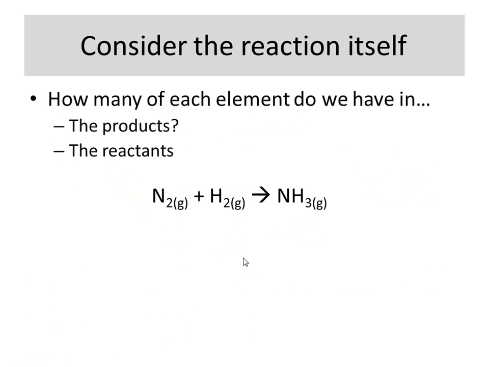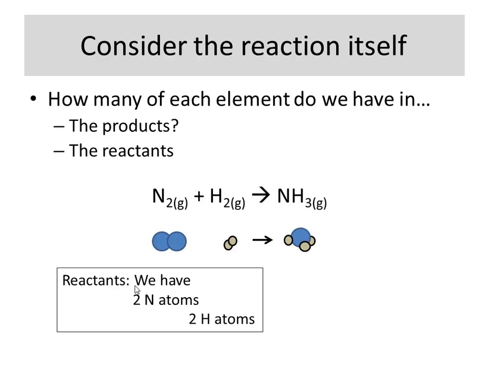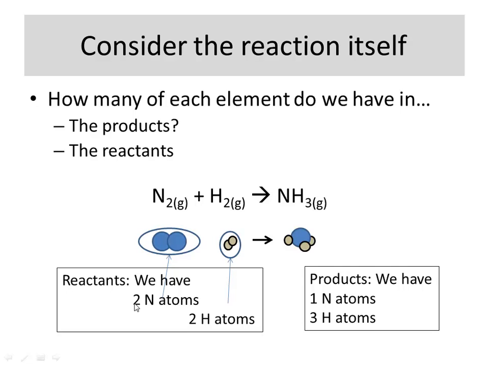Okay? Moving on. So let's consider this. Everybody look up here. Just look at the board for now. How many of each element do we have? Nick, can you look up at the board? Just stop that for now. So we start off, I have 2 nitrogen atoms in the reactants, 2 hydrogen atoms, and I end with 1 nitrogen atom and 3 hydrogen atoms.